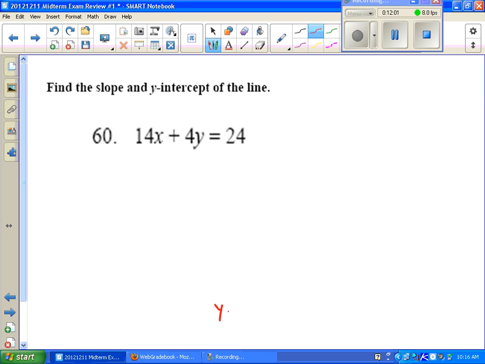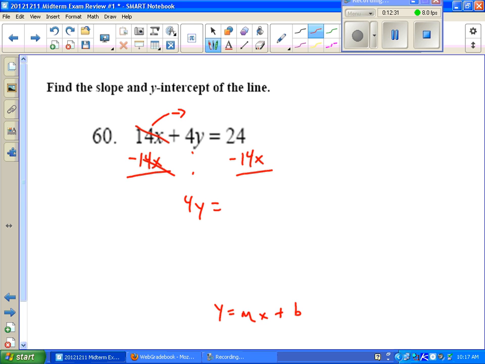We want y equals mx plus b. That's slope-intercept form. So anything that's not y, we want to move it over there. That's positive 14x, or plus 14x. Undo that by subtracting 14x. You subtract 14x on that side, you have to subtract it on the right side as well. These will cancel and leave you with 4y equals. Now you can't take 14x away from 24 and get 10x. The reason you can't do that is because 24 doesn't have an x. It's not a variable term.